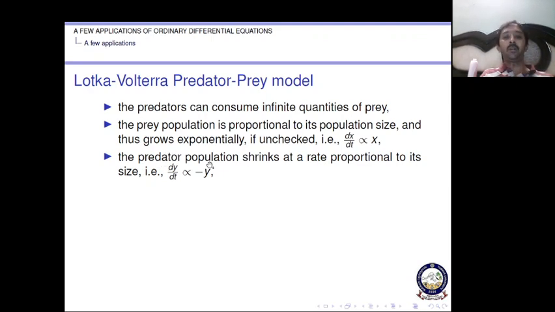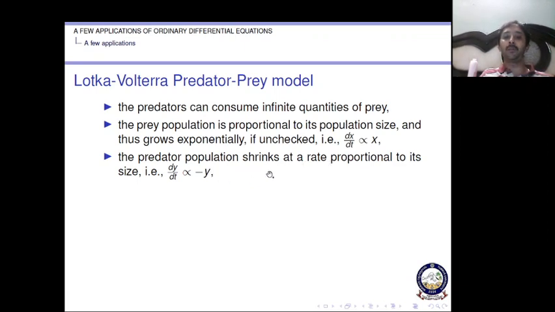Similarly, the predator population shrinks at a rate proportional to its size. Now, what does this mean? The population of foxes, if you look at it, more the number of foxes, lesser the food, right? Because there is more competition and you will not get enough rabbits to eat. So accordingly, the population of the foxes will not increase according to the number of foxes that is there. So the rate of change of population of foxes is minus into the actual population of foxes, because it shrinks.